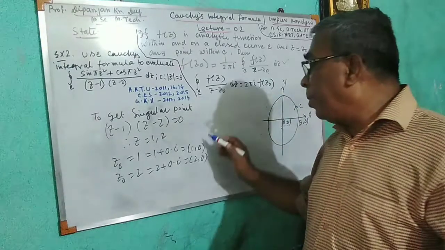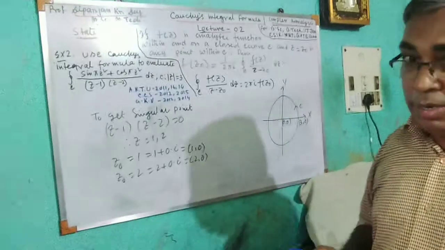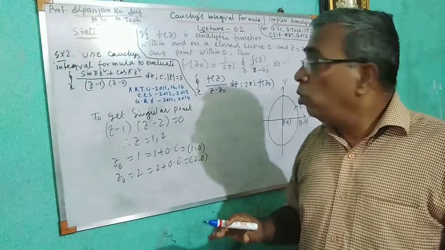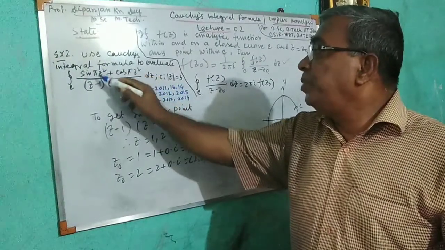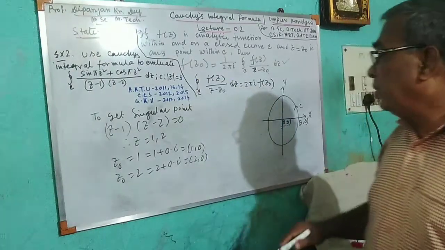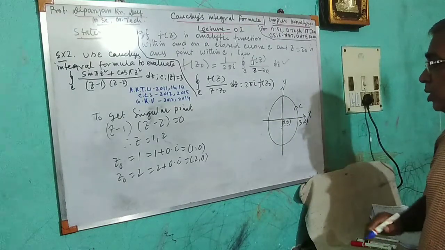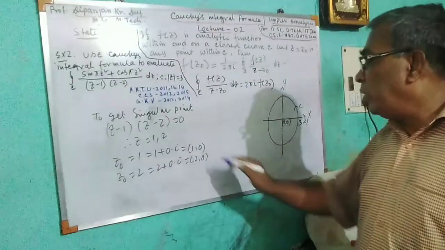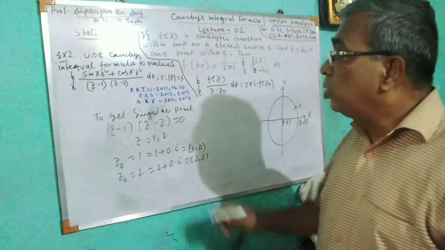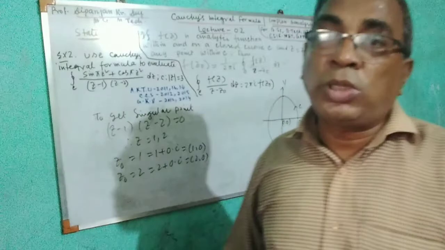If both singular points lie outside the circle, then directly the value of this will be 0. Suppose here the contour is 0.5, that is, the radius is 0.5. If the radius is 0.5, here 0.5 comma 0, you see. So here 1, 0 is outside the circle and 2, 0 is again outside the circle. So the integration of this is equal to 0, because both are outside the circle.